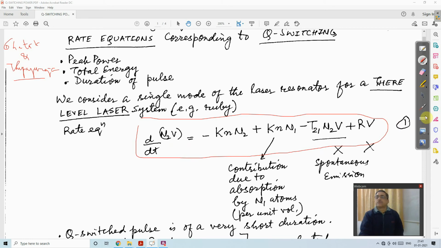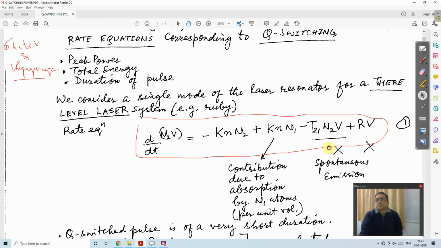dN2V by dt is equal to minus Kn, where N is the photon number, K small n capital N2 plus K small n small capital N1 minus T21 N2V plus RV. Here T21 is the rate of spontaneous transition from level 2 to level 1. That means from the excited lasing level to the ground level.